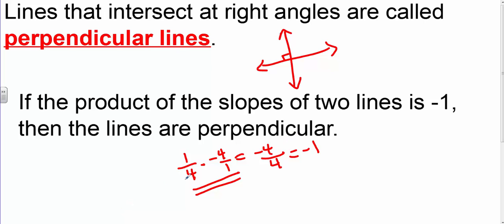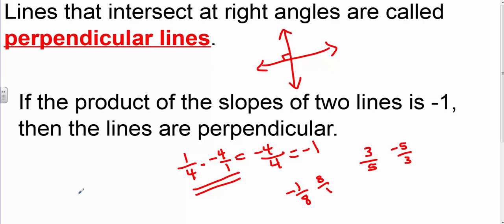Another way to look at it is -4/1 is the negative reciprocal of 1/4. So let's think of this again. 3/5 is the slope of one line. The slope of the line that's perpendicular to it would be the negative reciprocal, or -5/3. If you had -1/8, then it would be the negative reciprocal for the perpendicular line, so that would be 8/1.